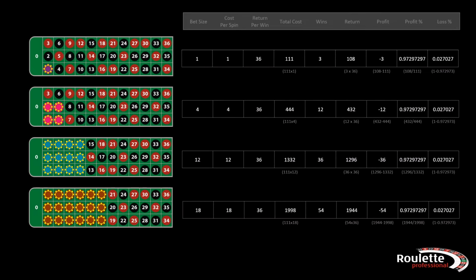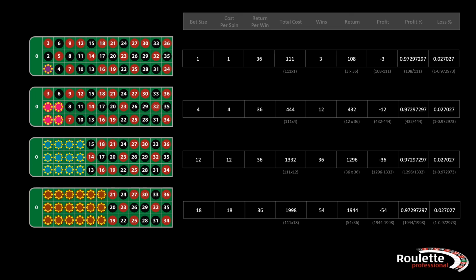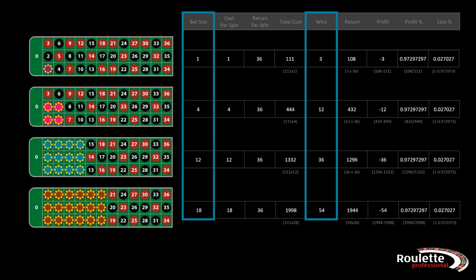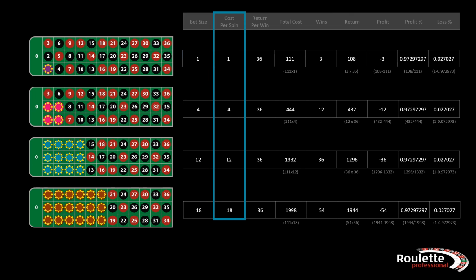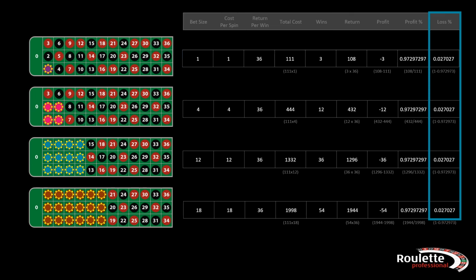So, let's look at an example using 111 spins, which is 3 times 37. The example is based in a perfect world where each pocket will get its expected share of the action by winning exactly 3 times, and we assume a flat bet of 1 chip per pocket per spin. This is how the expected value of roulette is calculated, and one of the many fascinating facts about roulette is that every different bet size has exactly the same expected value.